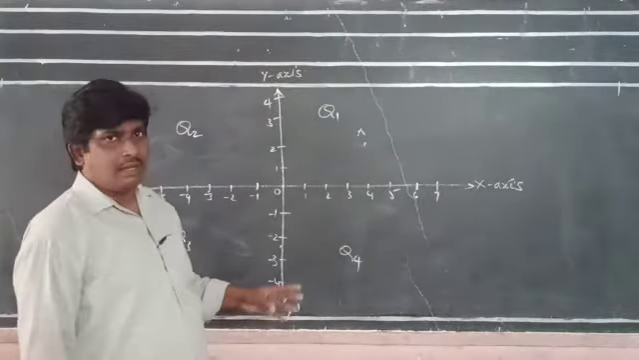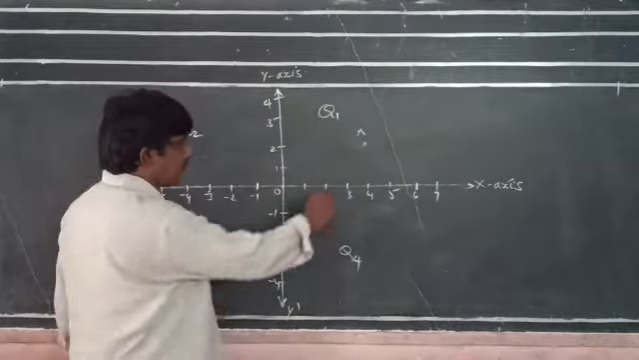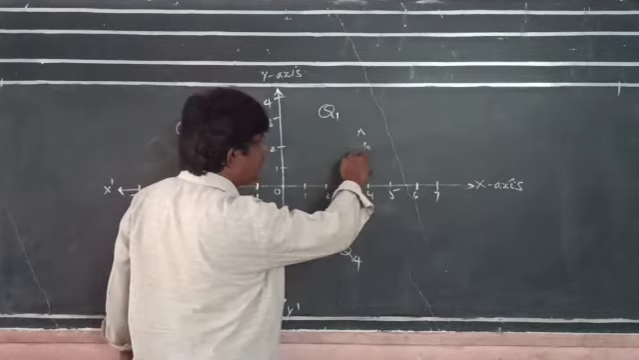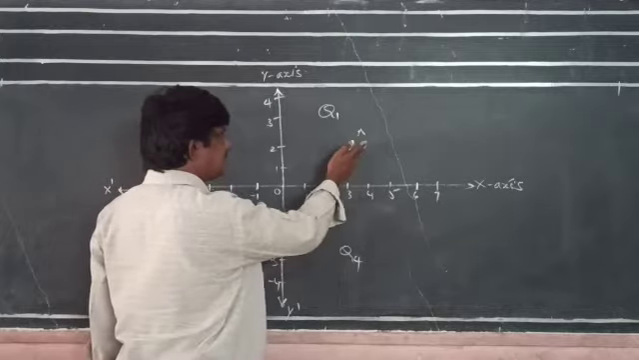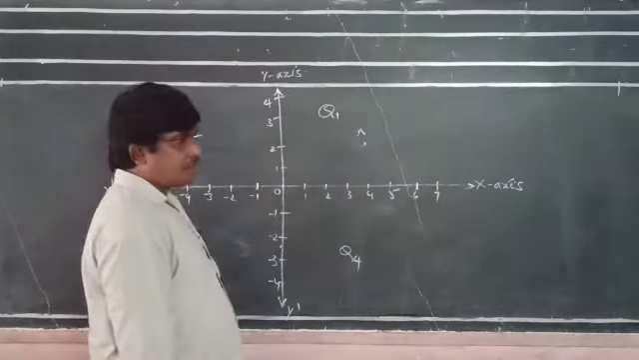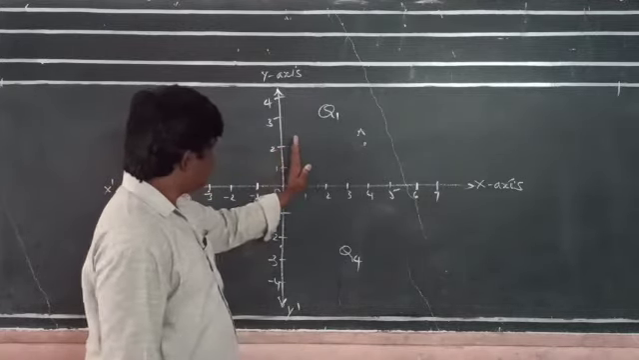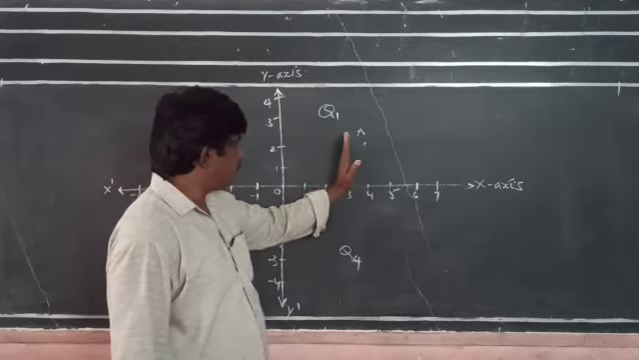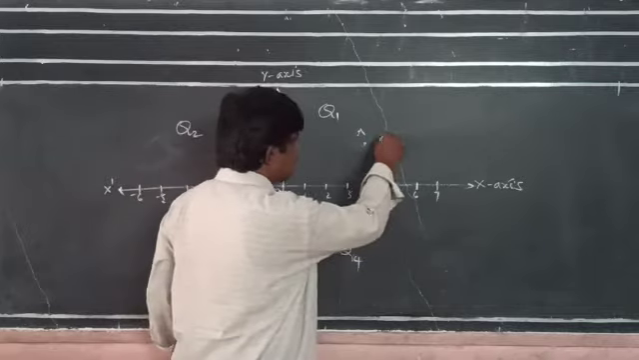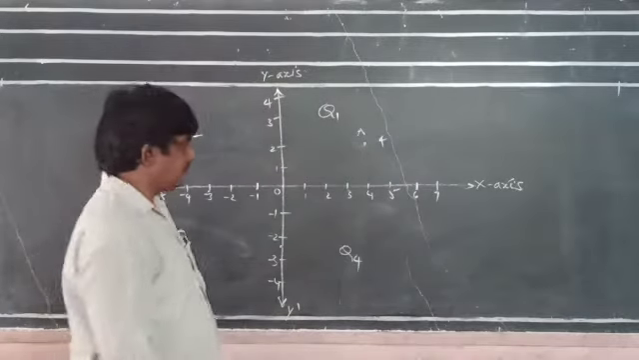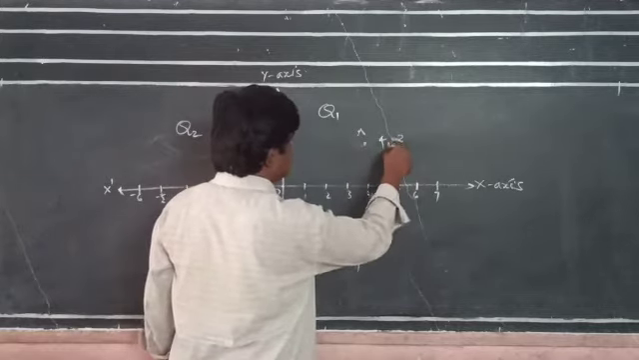Now what will I do? As per Rene Descartes, what is point A? This point A maintains some distance from the x-axis and some distance from the y-axis. How much distance from the y-axis? Here we get 1 unit, then 2 units, 3 units, 4 units. So it is 4 units distance from the y-axis. How much distance from the x-axis? It is 2 units distance from the x-axis.